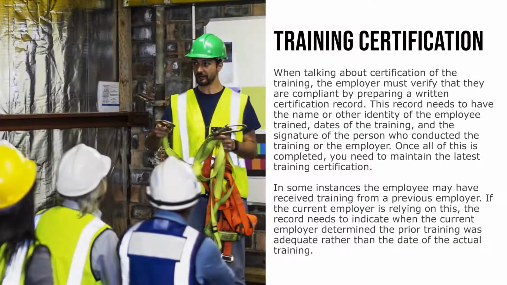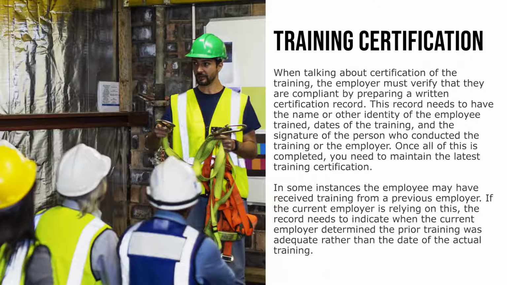In regards to certification of training, the employer must verify that they are compliant by preparing a written certification record. This record needs to have the name or other identity of the employee trained, dates of the training, and the signature of the person who conducted the training or the employer. Once all of this is completed, you need to maintain the latest training certification.